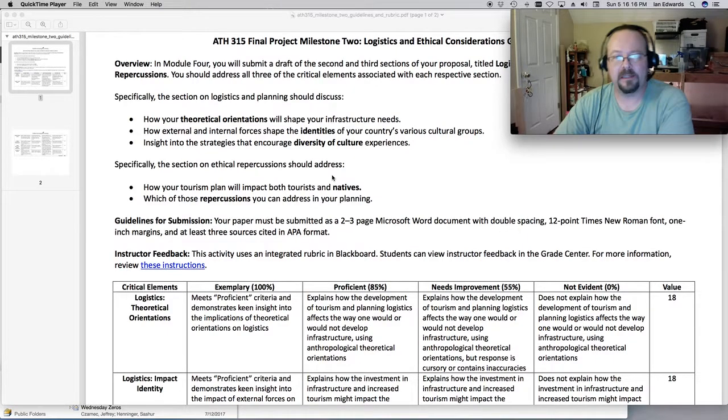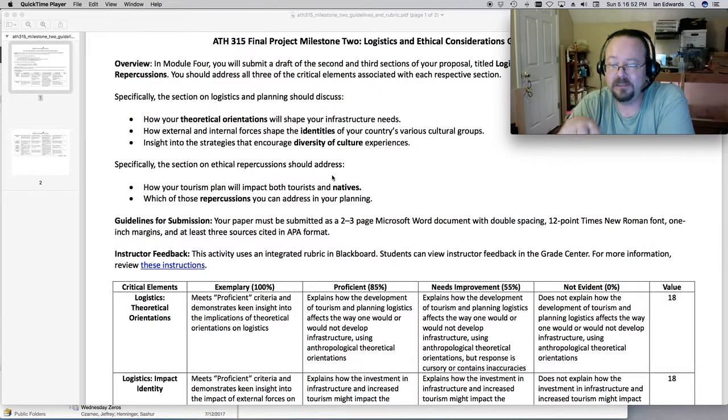This milestone really is addressing two key aspects of the grand final project: logistics and ethical considerations. You might provide specific headings for those sections. It'll make it really clear what you're addressing. You might even use the specific critical element titles to help organize and structure your milestone as well. So that's the structural stuff.